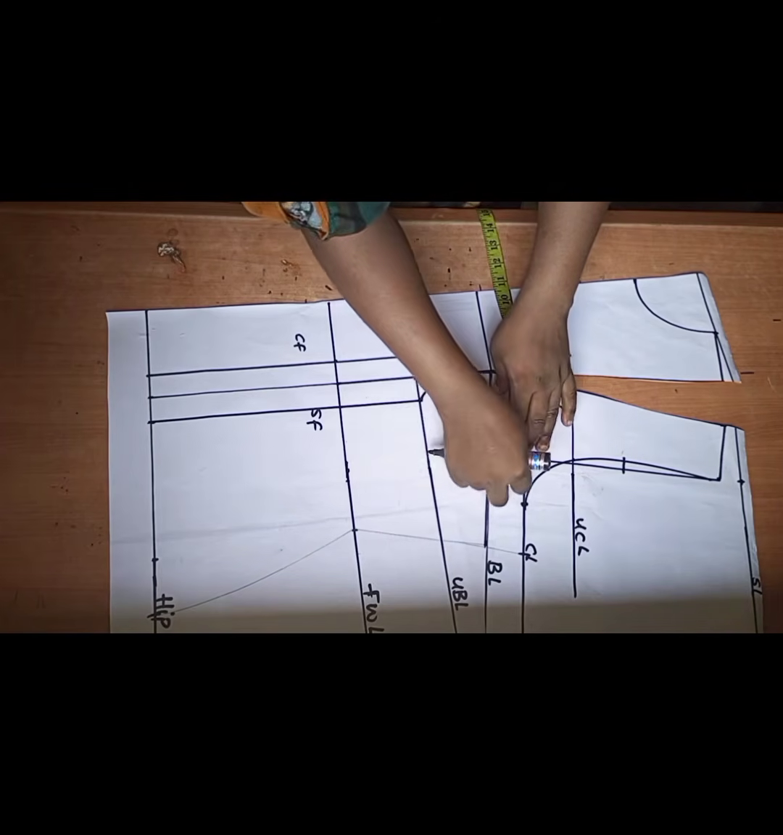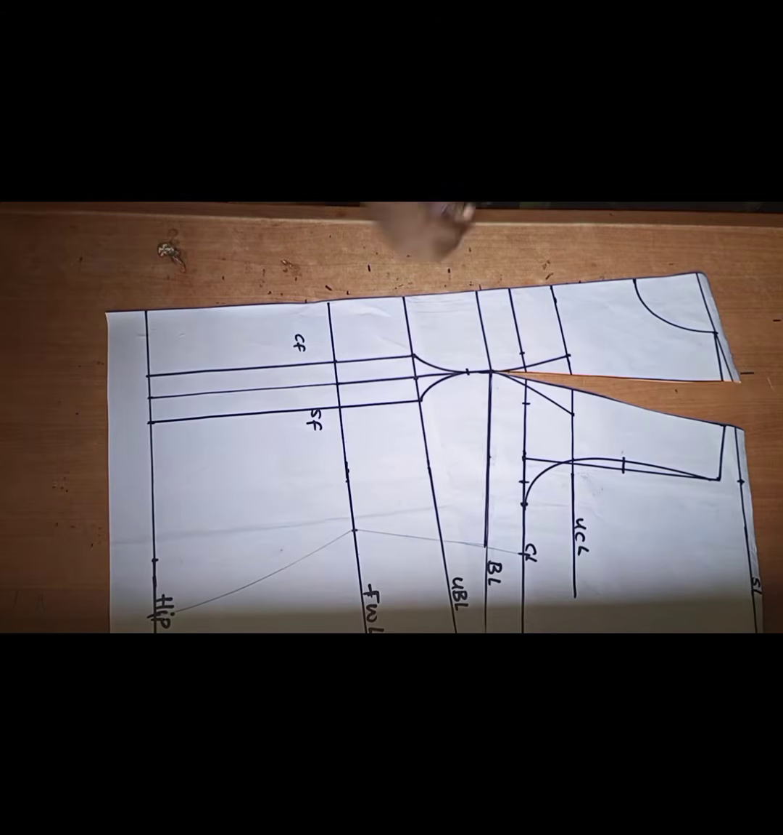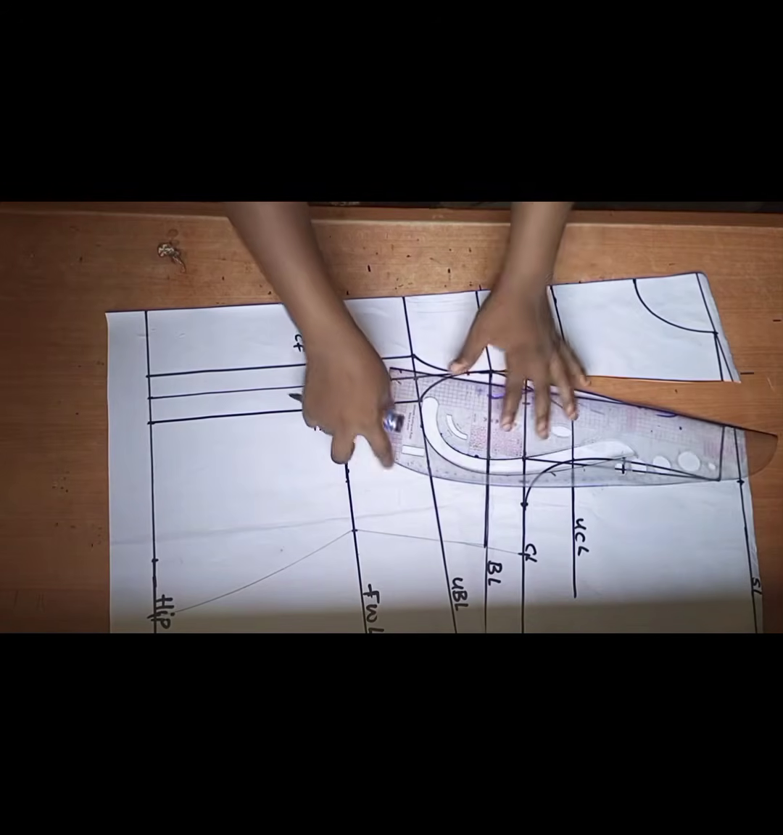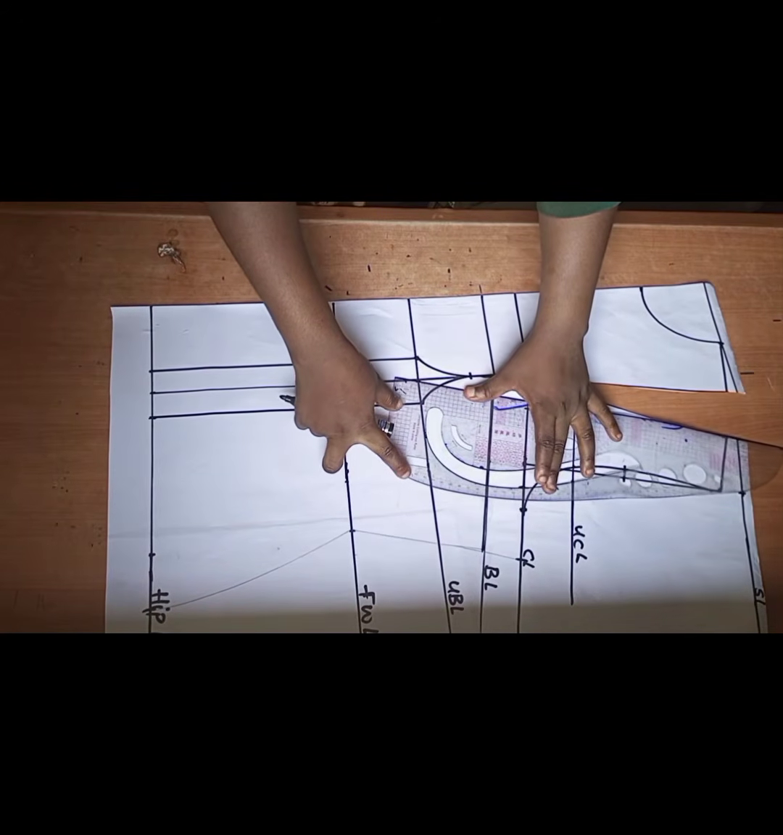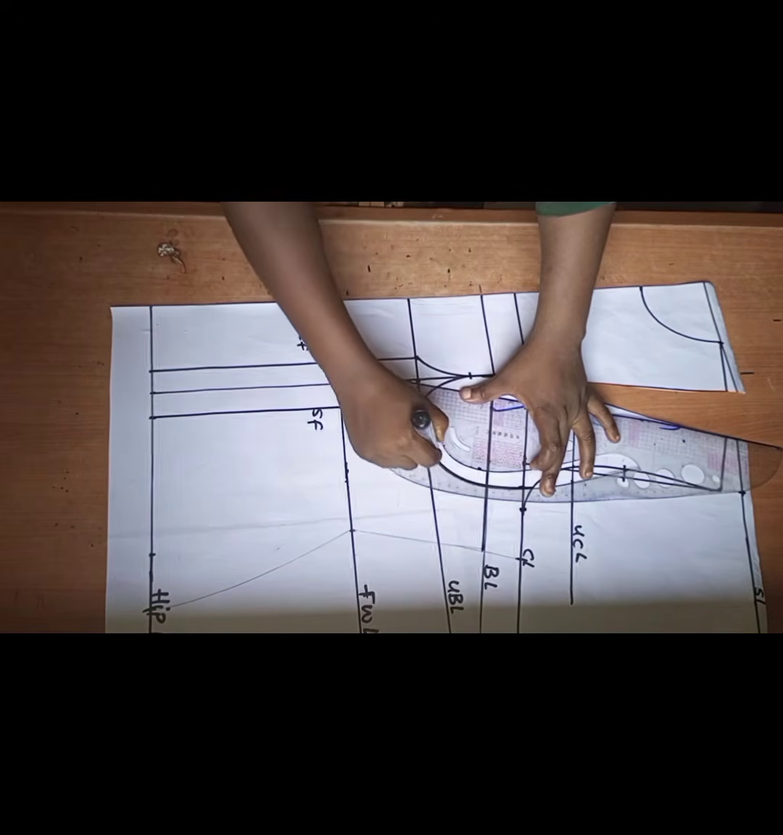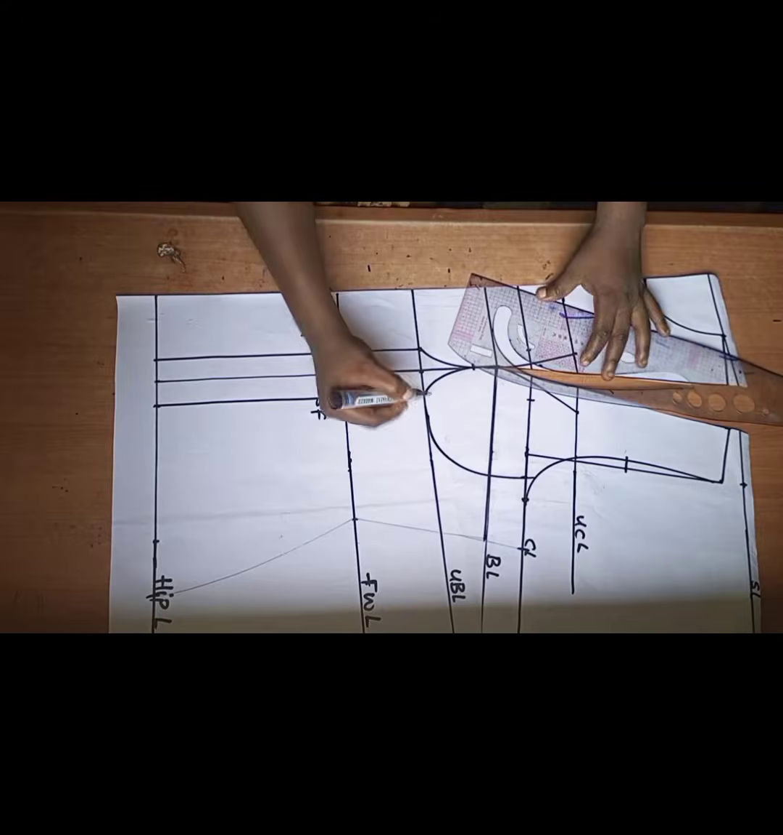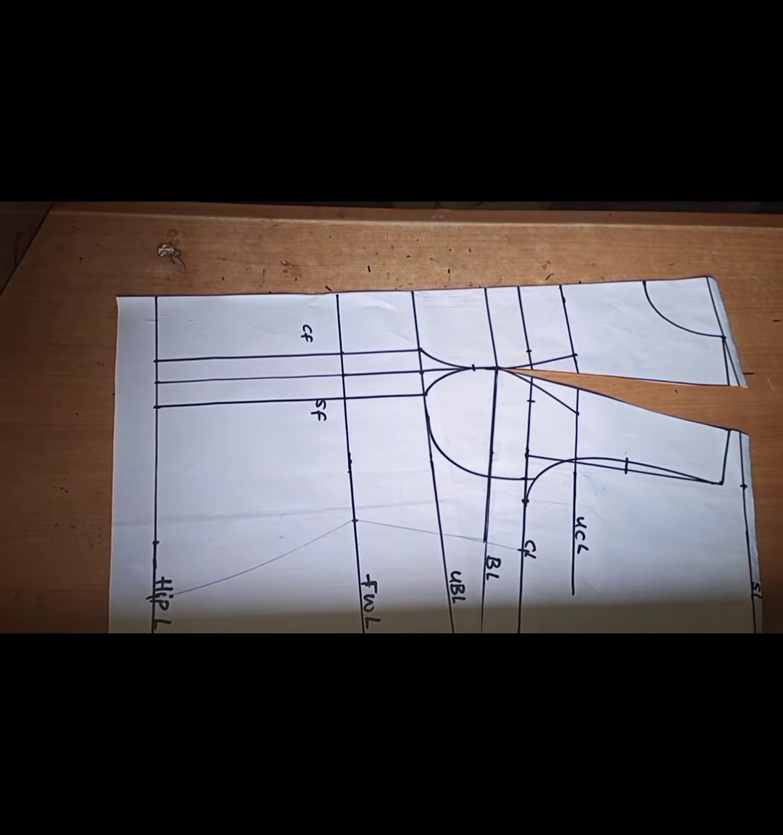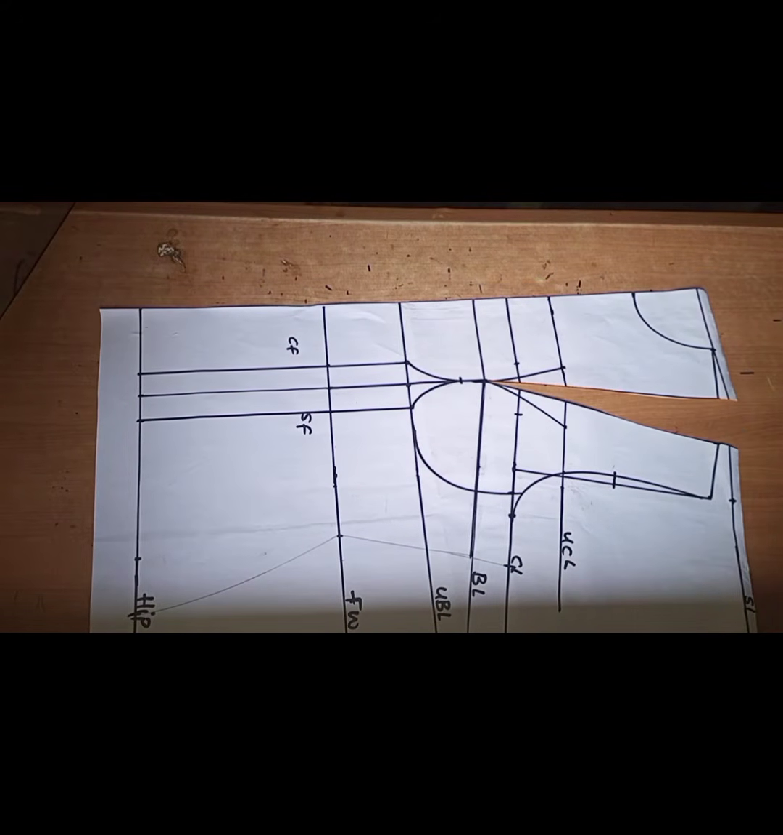I will mark the middle point, and then from that middle point on the armhole area, I will connect it this way with my curve rule to my under bust line. Now this has formed one side of my cup. You can see how perfectly the cup is sitting.